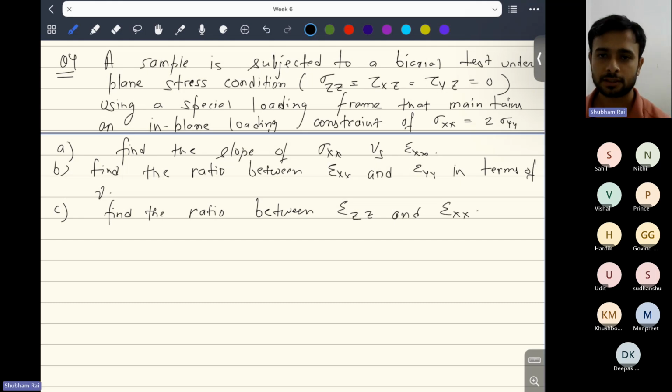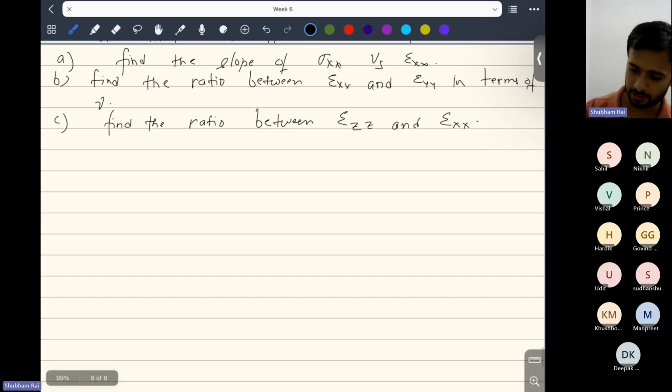So a sample is subjected to a biaxial test under plane stress conditions using a special loading frame that maintains an in-plane loading constraint. The constraint is that sigma xx will be double of sigma yy, and you have to find the slope of sigma xx versus epsilon xx. You have to find the ratio between epsilon xx and epsilon yy in terms of mu, and also the ratio of epsilon zz and epsilon xx. So let me write the solution.